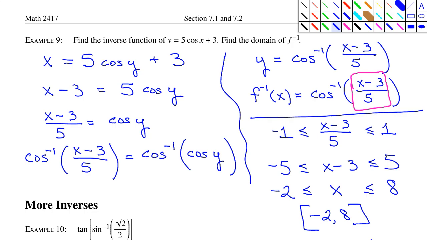And that should not be a surprise, because if you look at the original function, the domain of the inverse is the same as the range of the original. Well, the original had a median of 3 and an amplitude of 5. That means it started at 3 and went up 5 to 8 and then down 5 to -2. So there's where the -2 and the 8 come from. It's the max and the min of the original cosine graph of the original function that we started with.